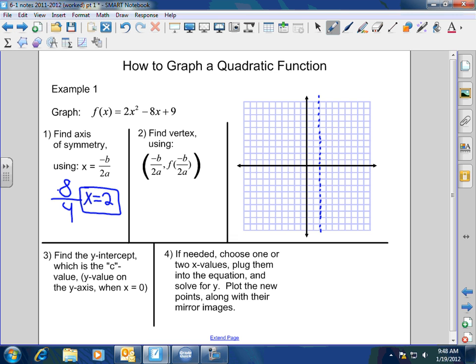Step 2. Let's find the vertex. Well, the vertex is the negative b over 2a, which is the 2, comma, f of negative b over 2a. So in other words, what is f of 2? When x is 2 here, what is the value of y? Well, I got 2 times 4, which is 8, minus 16, which is negative 8, plus 9 is 1. So not only am I going to find my vertex, but I'm going to graph my vertex. So this is 2, 1, right there. If it's not on your axis of symmetry, you messed up.